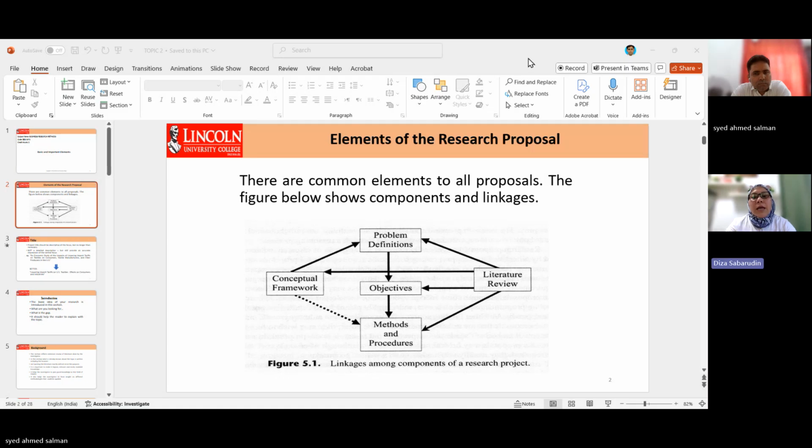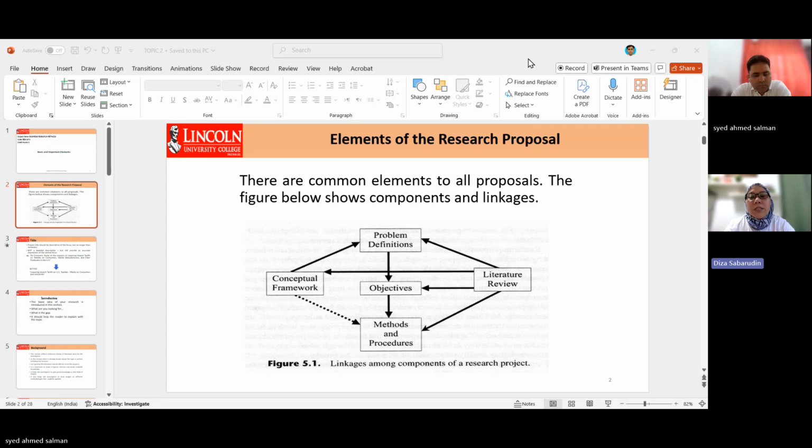Number 11 is ethical considerations. Ethics in research involve informed consent, confidentiality, avoiding harm to participants, and honesty in reporting results. Ethical approval from relevant boards of the institution is often required.